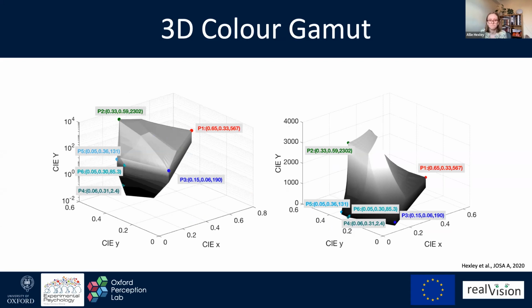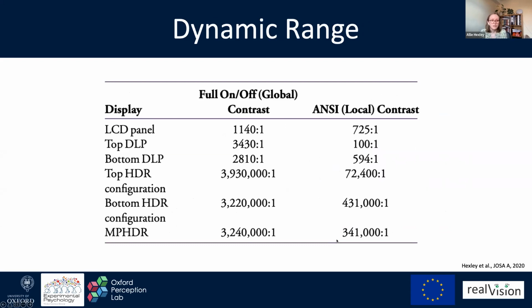So the other key element that makes the MPHDR unique from other systems is its high dynamic range. So here I'm just showing the global and ANSI contrast of each of the components of the display, as well as the 2 HDR subsystems within the display and the full MPHDR display itself, which has a resulting dynamic range of over 3 million to 1.